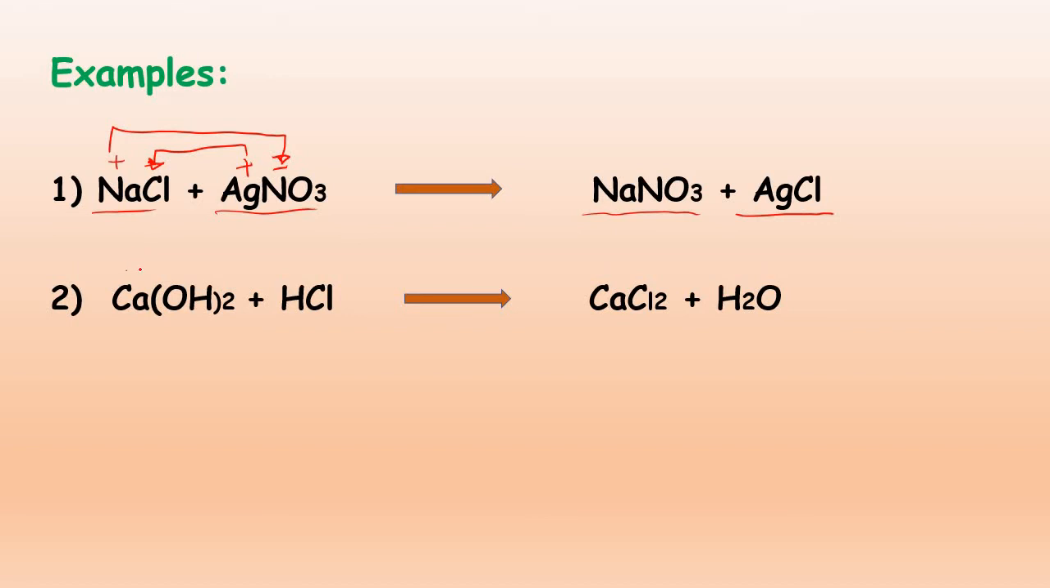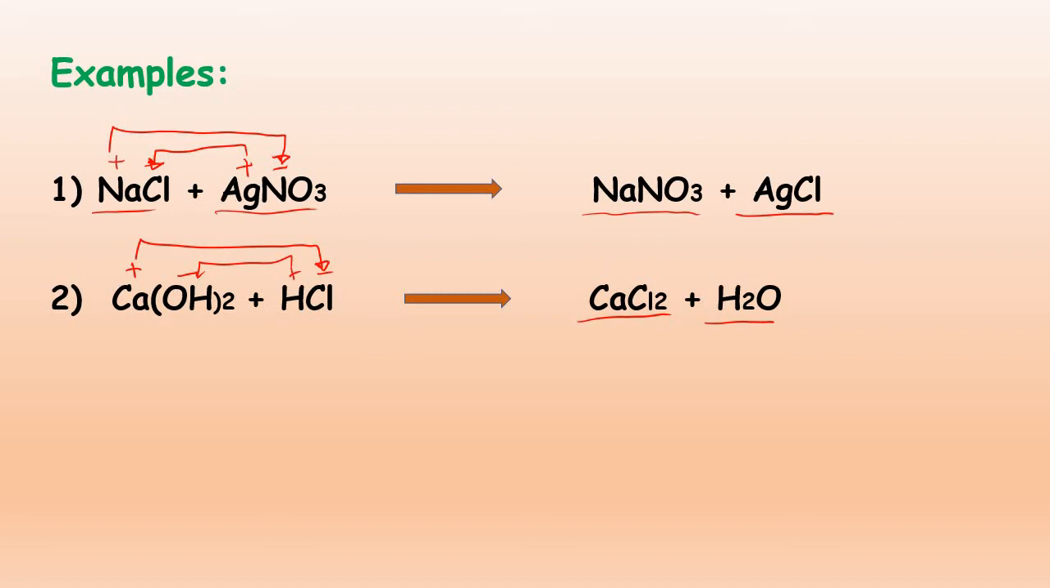Similarly, calcium hydroxide, calcium will be positive, OH will be negative, hydrogen will be positive, chloride will be negative. So this will react with this chloride to produce calcium chloride, and then this will react with this one to produce water, right? So this is the equation related to calcium hydroxide and hydrochloric acid, right?